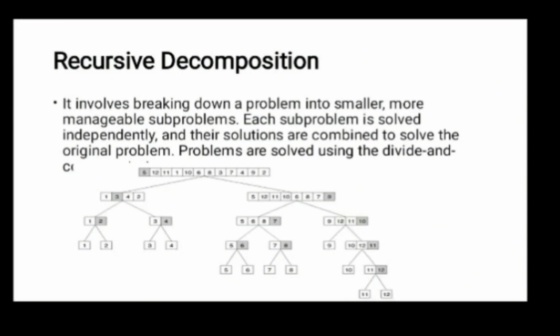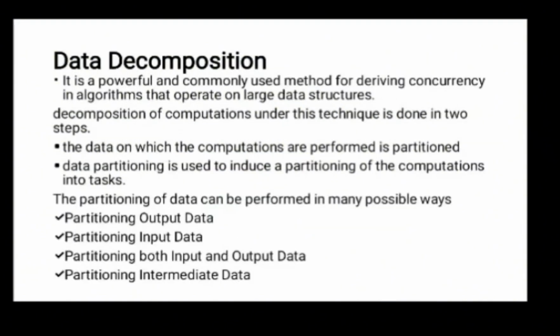Moving to the next mechanism, the decomposition mechanism, it is data decomposition. Data decomposition is just a method that is used for deriving concurrency in algorithms that operate on a large data structure. Decomposition of computations under this technique is done in 2 steps. As you can see, the data on which the computations are performed is partitioned. Then, after being partitioned, the data is used to induce a partitioning of the computations into tasks.